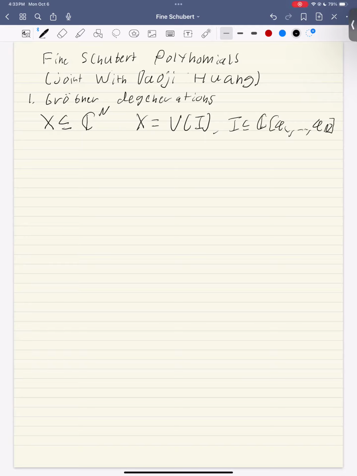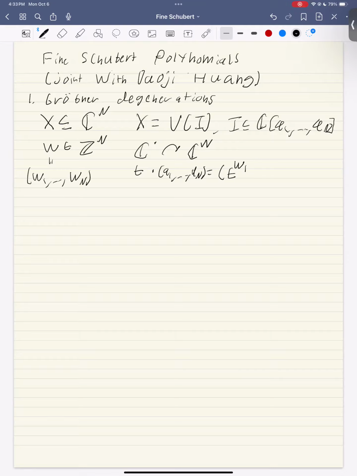Okay. And so if we choose some weight W in Z to the n, then that gives us an action of C star on C to the n via some number T in C star acting on some point A1 through An in C to the n: so maybe W is equal to W1 through Wn, and T dot (A1 through An) is equal to T to the W1 times A1, through T to the Wn times An. So just scaling the coordinates.